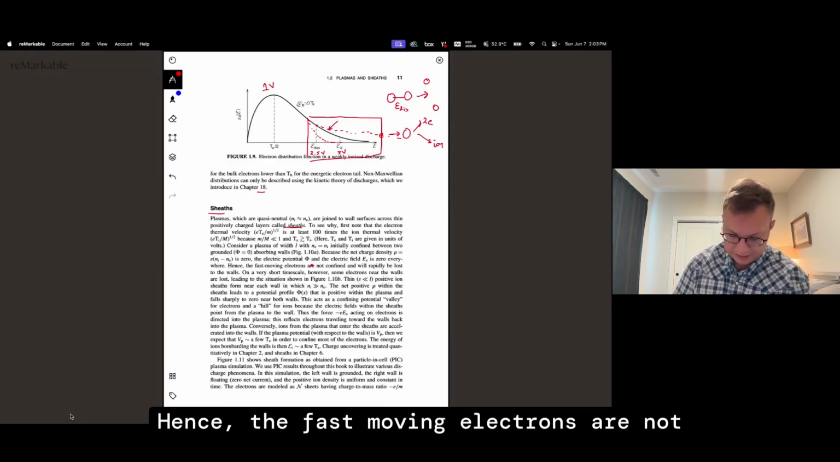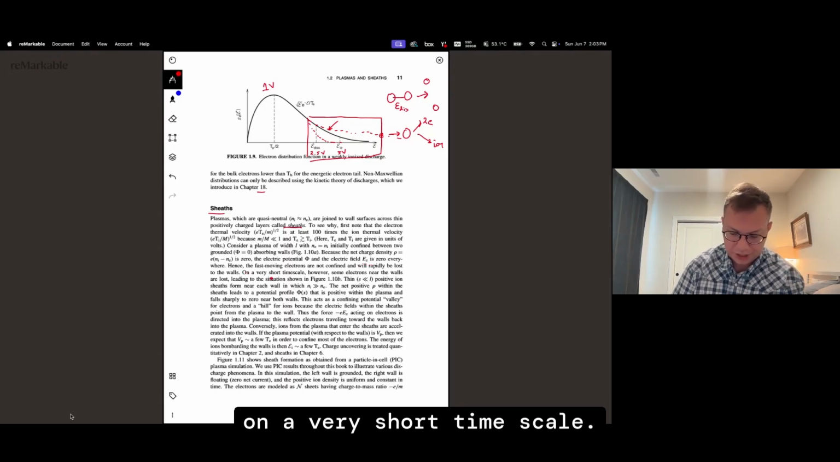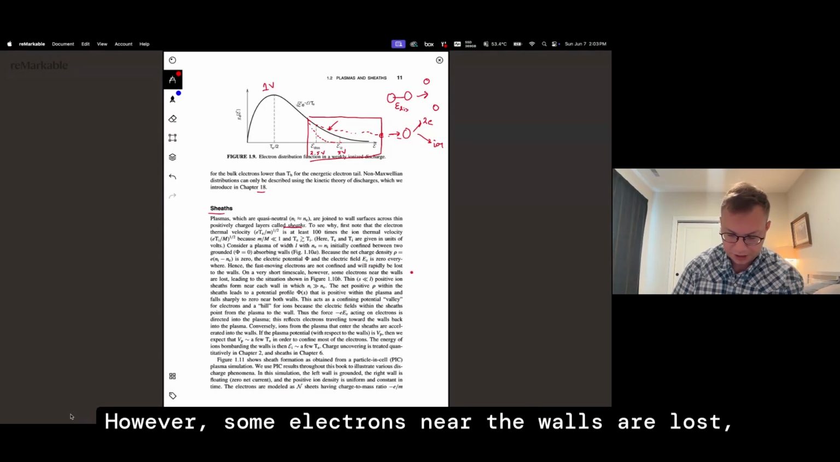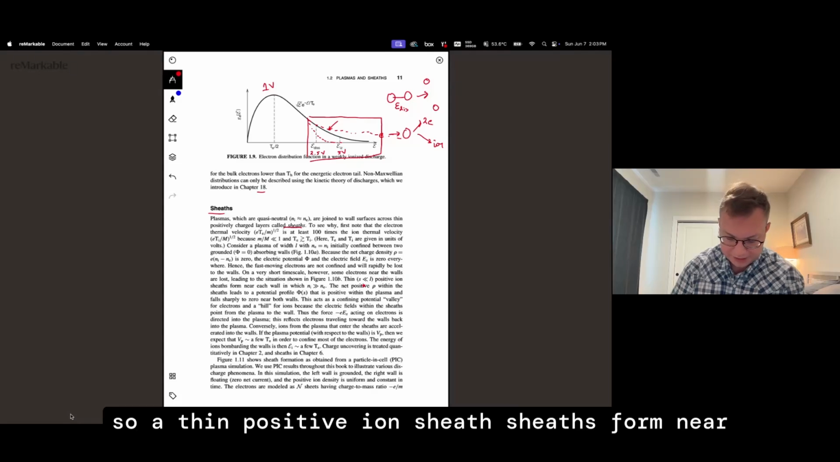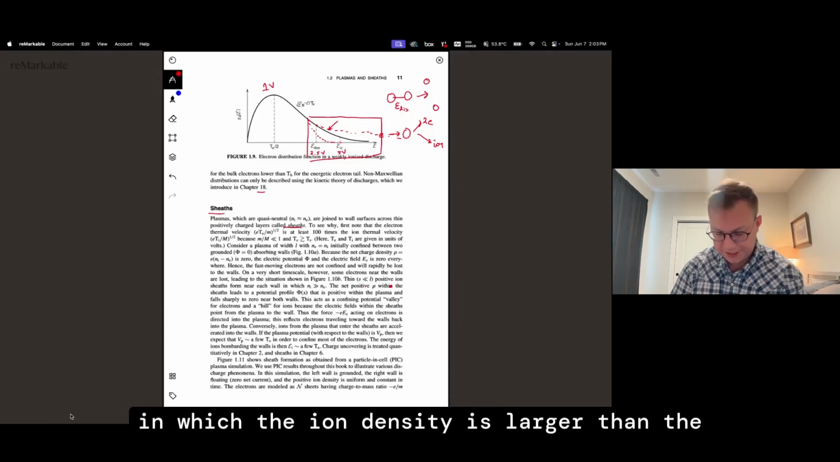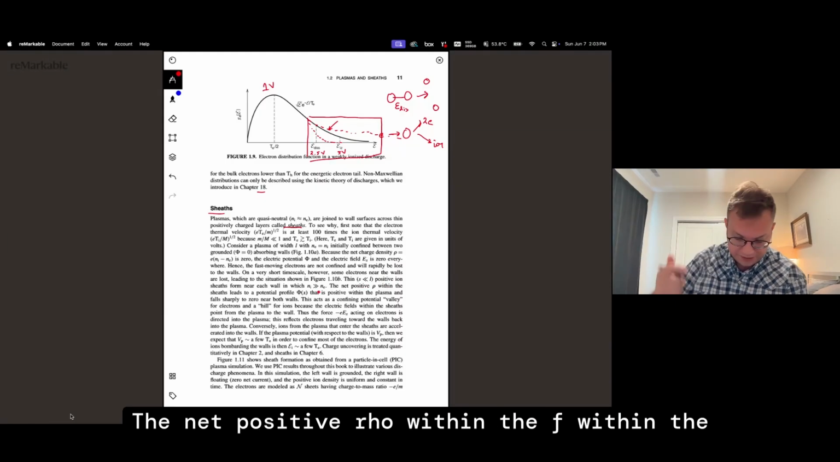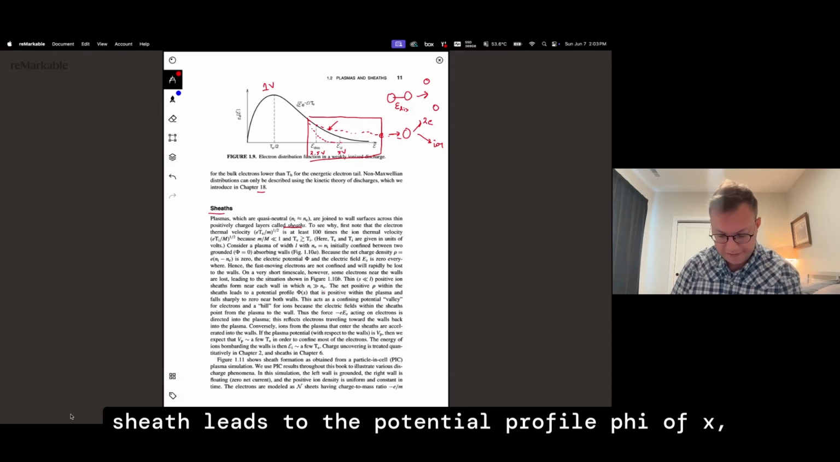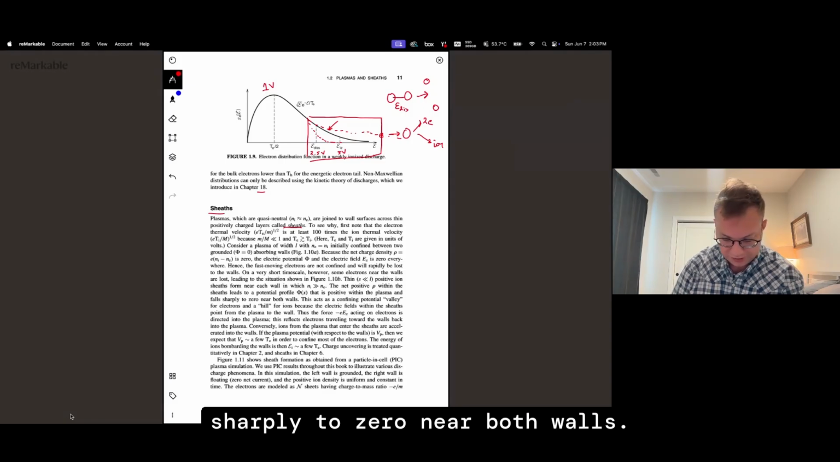Hence, the fast-moving electrons are not confined and will rapidly be lost to the walls on a very short time scale. However, some electrons near the walls are lost, leading to the situation shown in figure 1.10b. So a thin positive ion sheath forms near each wall in which the ion density is larger than the electron density. The net positive rho within the sheath leads to the potential profile phi of x, which is positive within the plasma and falls sharply to 0 near both walls.